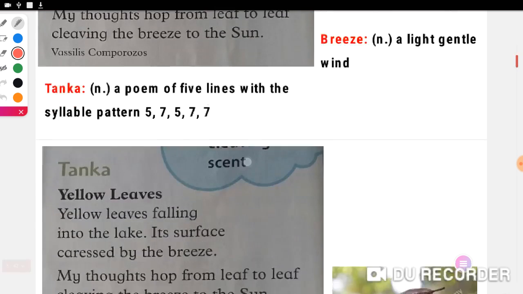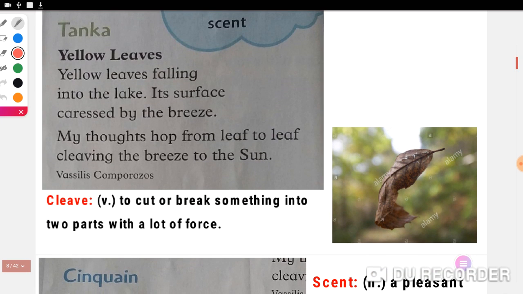Okay, let's move to the next slide. My thoughts hop from leaf to leaf. My thoughts, I'm thinking, and I have thoughts and a lot of ideas. And those ideas, they hop, they jump from leaf to leaf, cleaving the breeze.